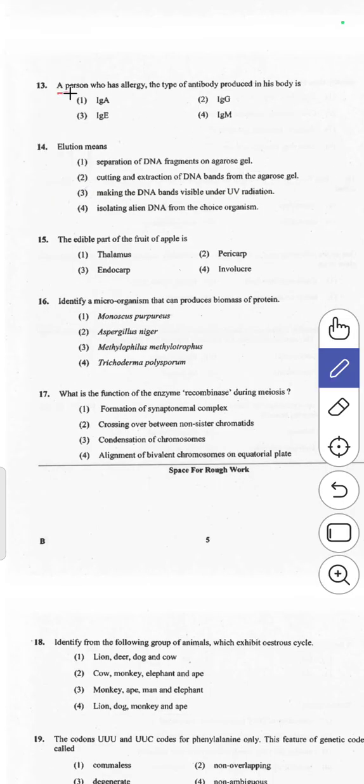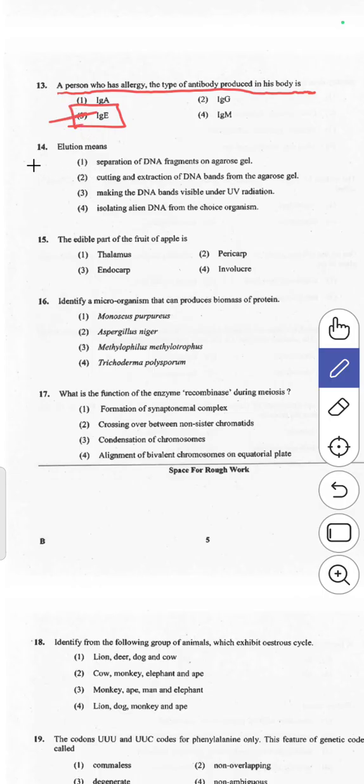Next question, a person who has allergy, the type of antibody produced in his body is. So which kind of antibody releases during the allergic reaction? That is IgE. So this is the antibody which usually gets released during the allergic reaction, that is IgE. 3 is the right answer for this 13th question.